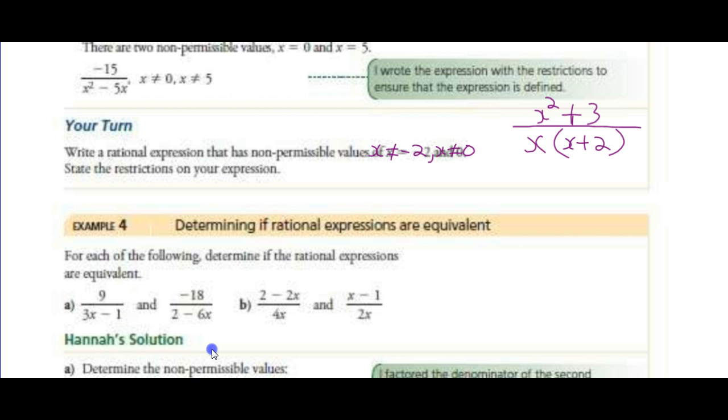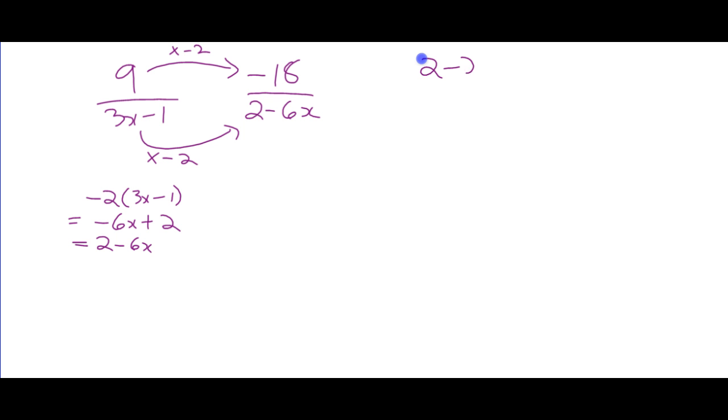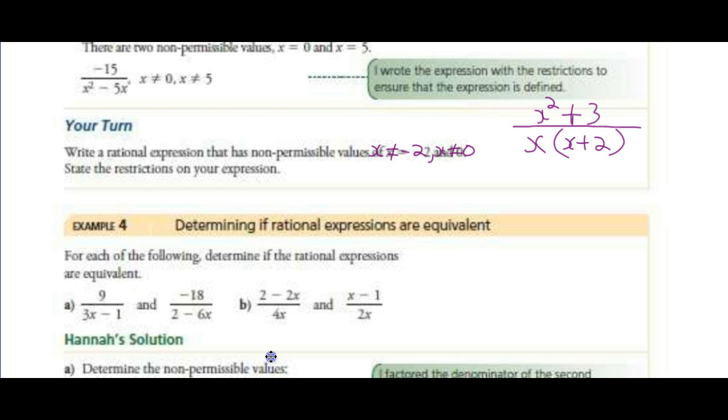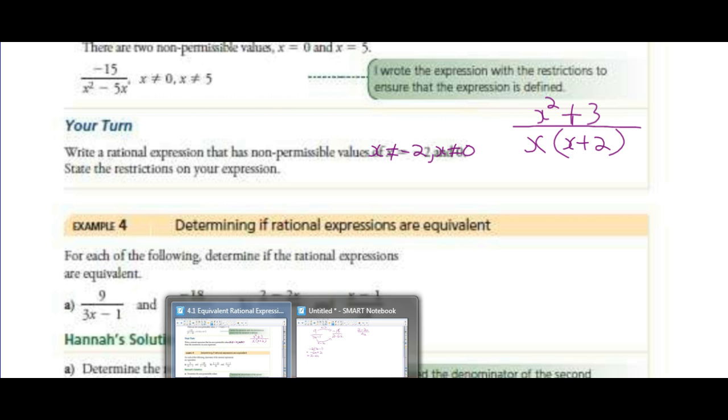Okay, what was the next one? 2 minus 2x over 4x, and x minus 1 over 2x.